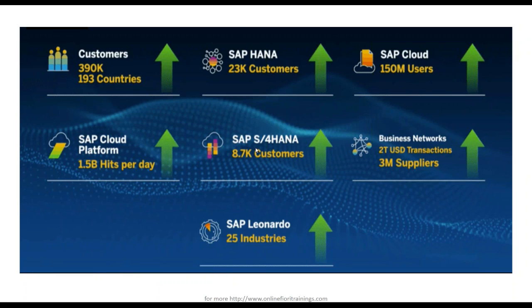Together with that, SAP's new intelligent suite, which is so-called S4 HANA. This is a product, just like ECC is a product. Suite on HANA is a product. Business Suite is a product. You have Suite on HANA, a simplified suite, which is S4 HANA. It has 8.7 thousand customers at this point of time live in the world. They have $2 trillion transactions with a 3 million suppliers business network available at this point. With 25 industries served, with intelligent enterprise, and lots of advanced machine learning algorithms in place for 25 industries.